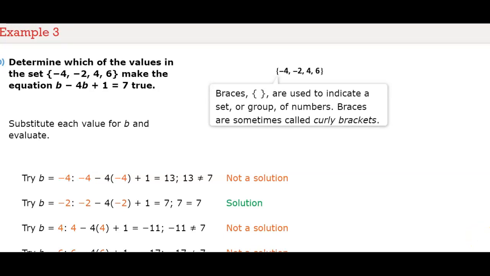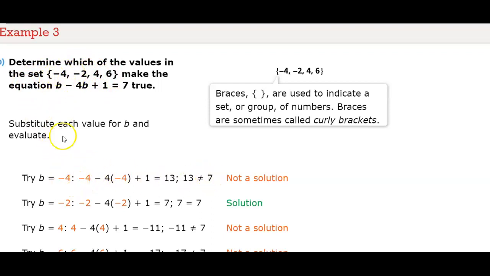The braces are used to indicate a set or group of numbers. Braces are sometimes called curly brackets. Substitute each value for B and evaluate. So we have to try each one of the numbers in the set to see if it is a solution.